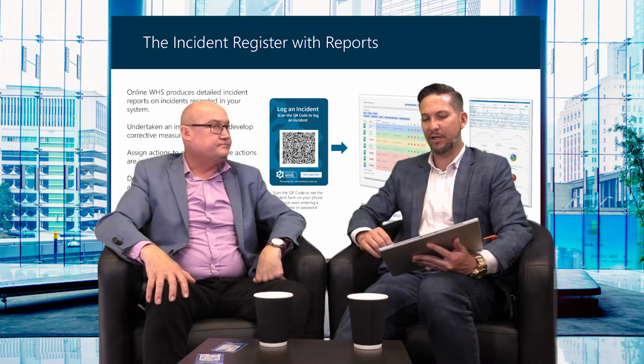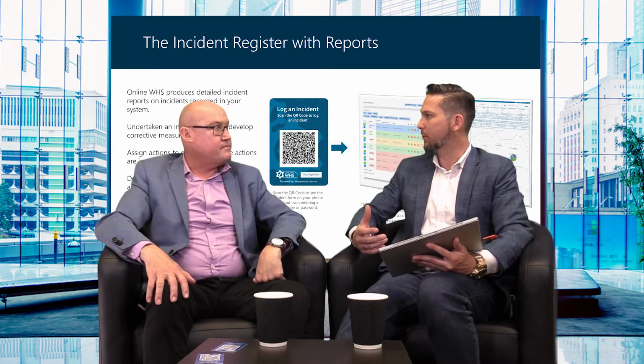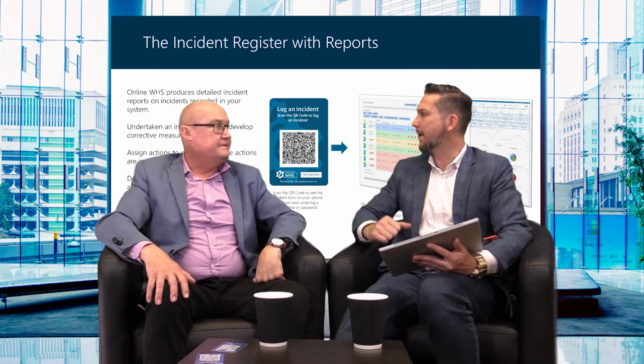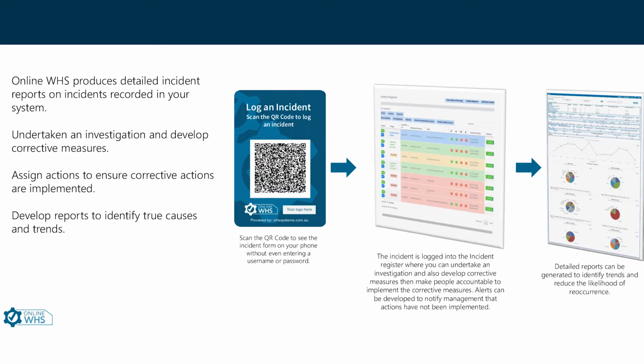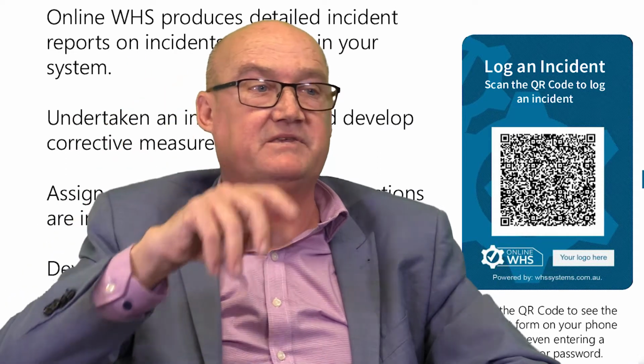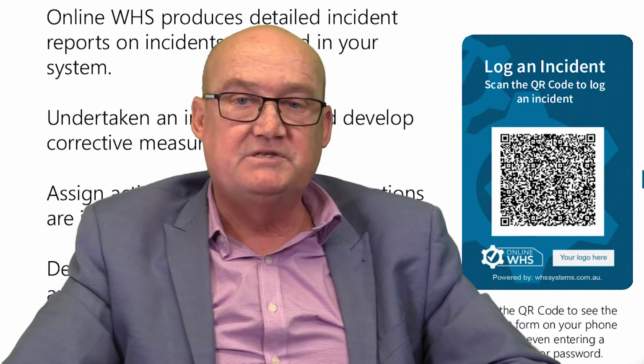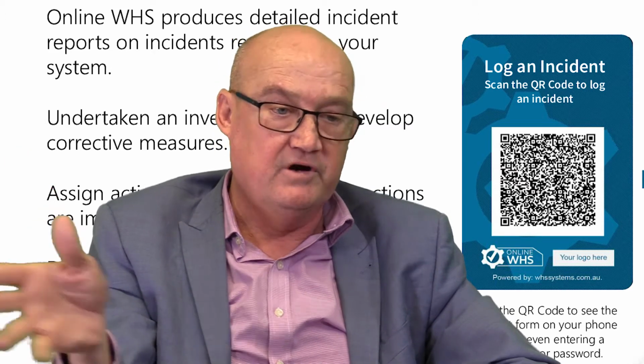Now, the incident register also comes with reports now. Take us through what this one is about. Yep, so obviously incidents are a big part of the workplace. So you need to record them. So in the system here, you can log into the system and log an incident. You can either do that, or you can even scan a QR code, which you can place around your facility. You scan the QR code, it'll bring the form up on your phone. You don't even have to enter a username or password, or again, you can log in as you saw before.